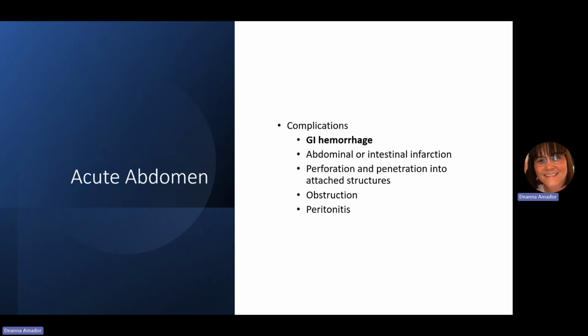Obviously, if somebody's having bleeding, they'll be displaying tachycardia, orthostatic hypotension, decreased skin turgor. Treatment for GI bleed is fluid resuscitation, administration of PPIs. Another thing you might see them administering is Sandostatin for GI bleed.